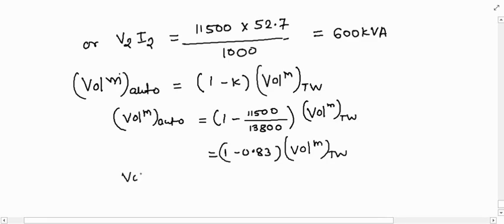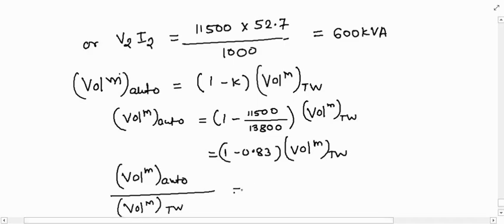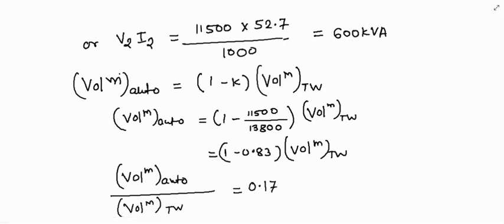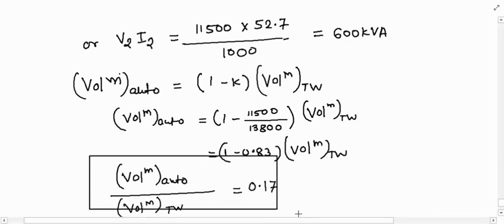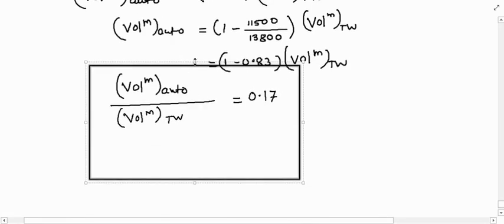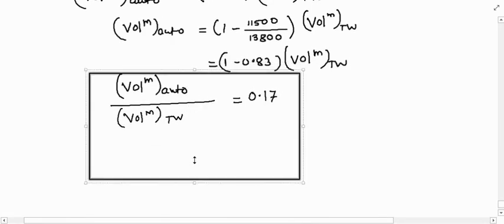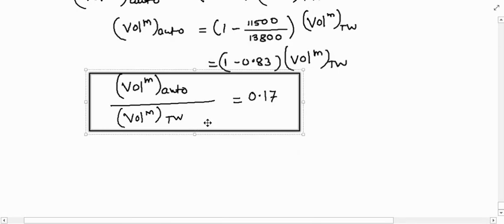Therefore, volume of your auto transformer divided by volume of your 2 winding transformer is nothing but 0.17. Means the volume of the auto transformer is very much less than that of your 2 winding transformer. That we have proved in this problem, whatever we have proved in the derivation also.